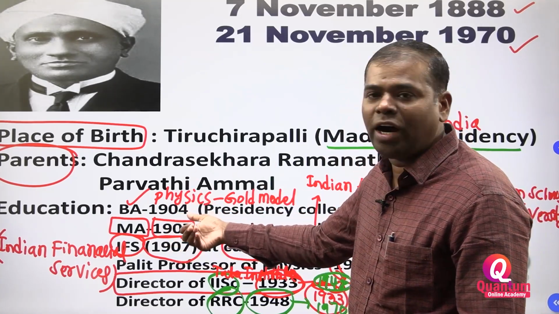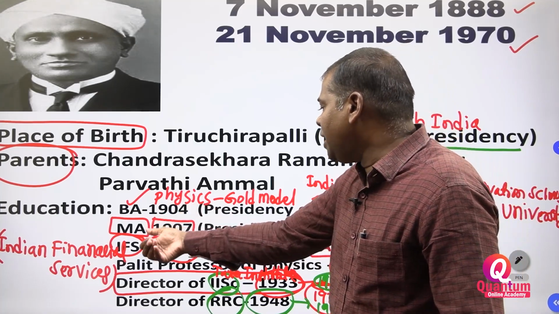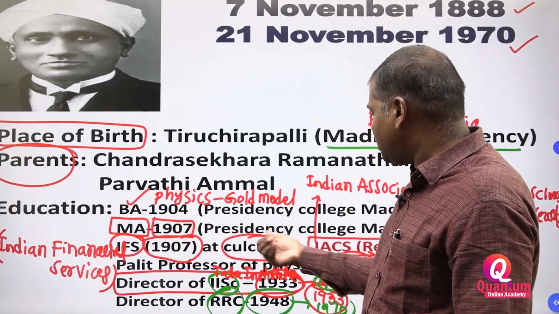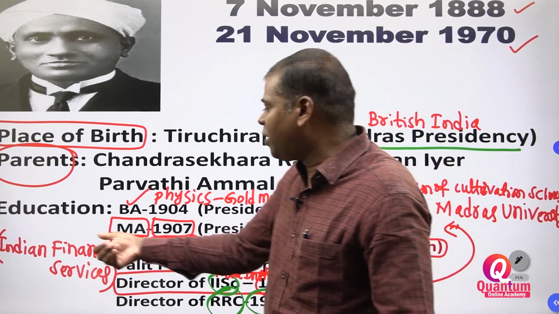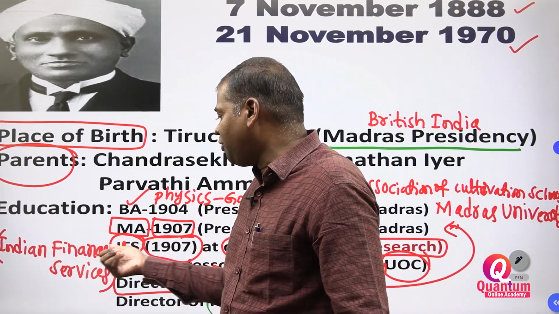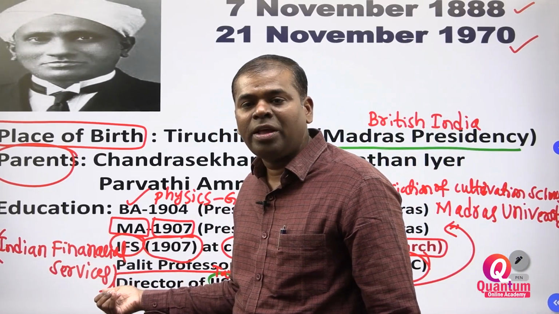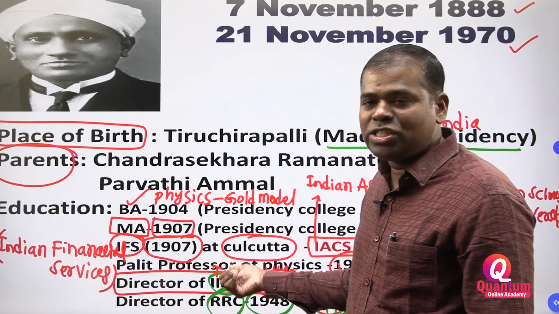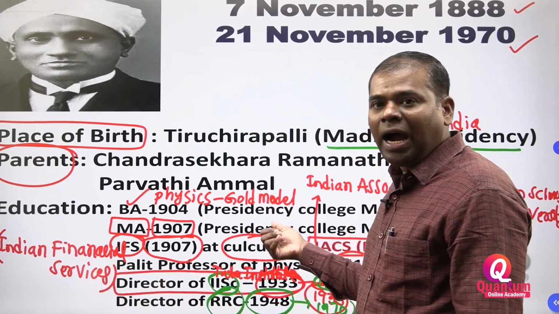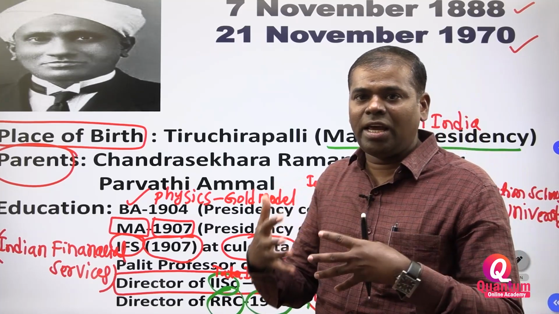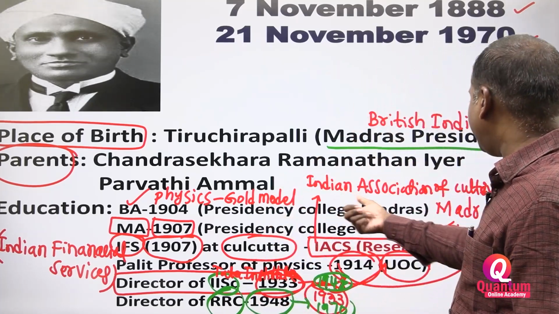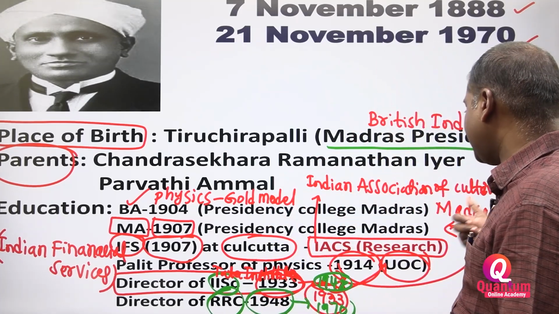In 1904, he got his BA award. MA, 1907. After his MA, he wrote the Indian Financial Service Commission exam. He got the first rank and joined Calcutta. After joining Calcutta, he became associated with the Indian Association for the Cultivation of Sciences.